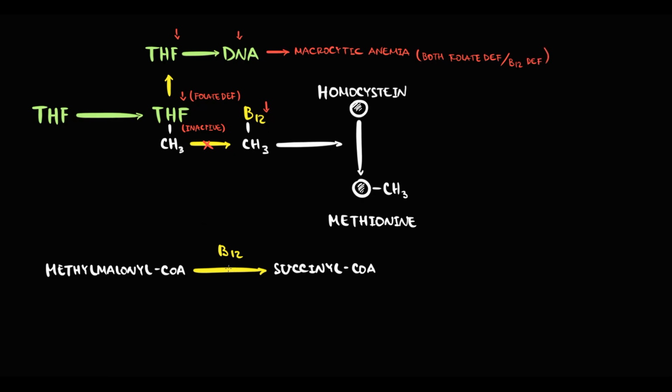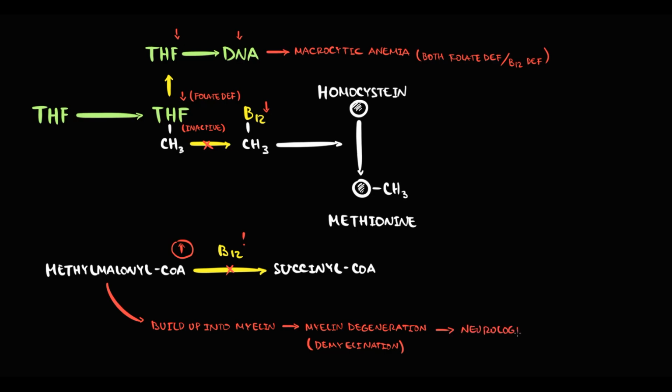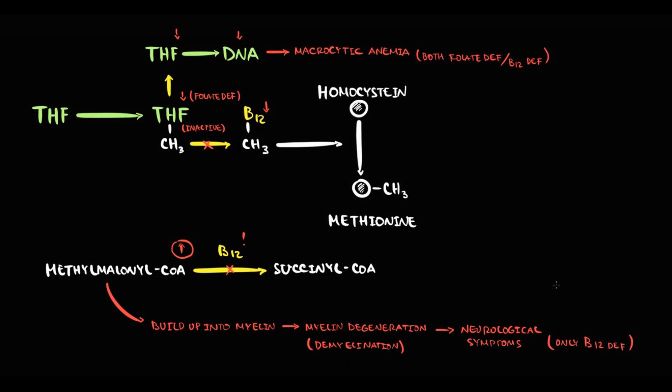But in the second reaction, we use just B12. So if B12 deficiency develops, we cannot convert methylmalonyl CoA into succinyl CoA. As a result, methylmalonyl CoA accumulates. This molecule builds into myelin, which causes myelin degeneration, leading to demyelination. And demyelination will cause neurological symptoms. So neurological symptoms will be present only in B12 deficiency.